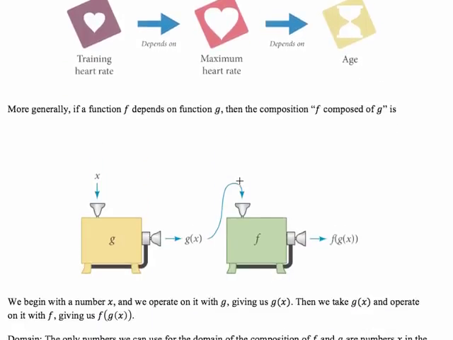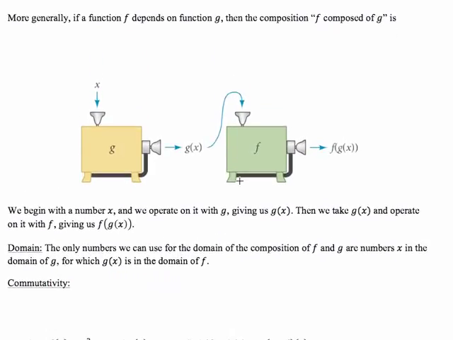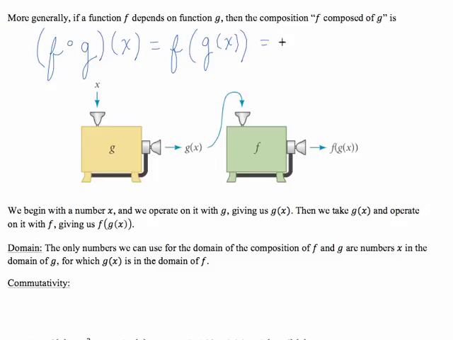More generally, if a function f depends on a function g, then the composition f composed of g has two notations. You can write f little circle, that means composed of g, parentheses x, or what that means is f of the function g of x. Now often in practice I like to use a bracket, especially if the functions are a little bit complicated, just to be very clear which parentheses go with which.